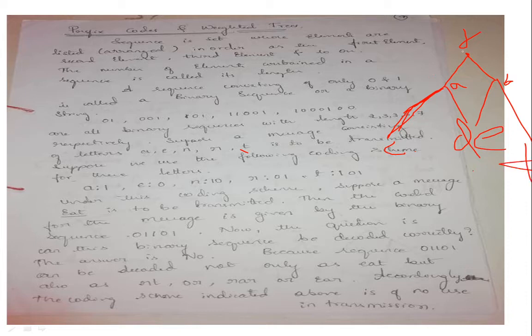Now I'll represent this one as left side 0 and this is going to be 1, this is 0 and this is 1, this is 0 and this is 1. Always remember, we represent each of the left side edges by 0 and right side edges by 1.